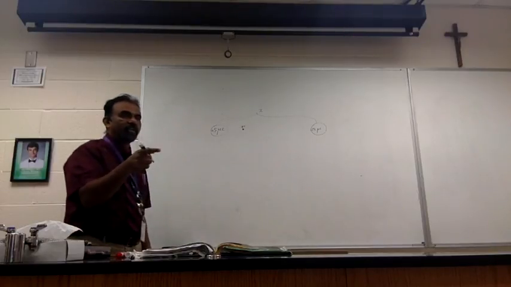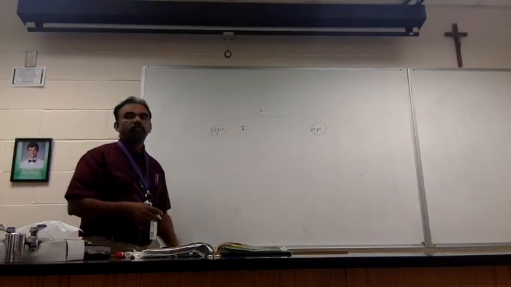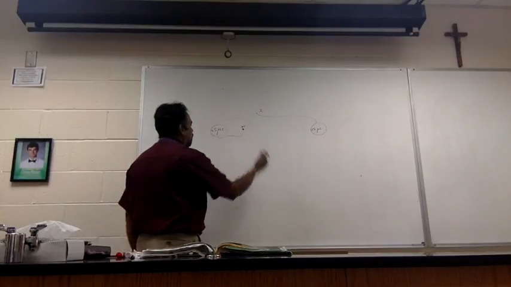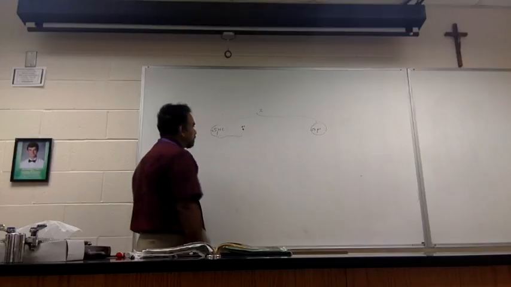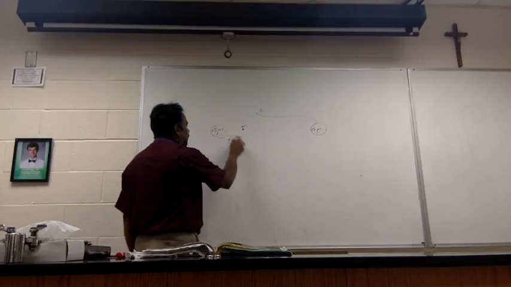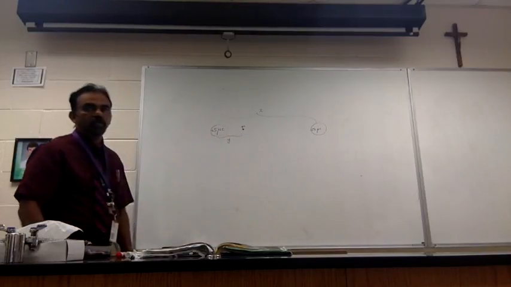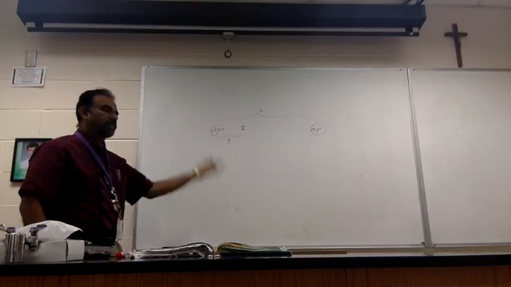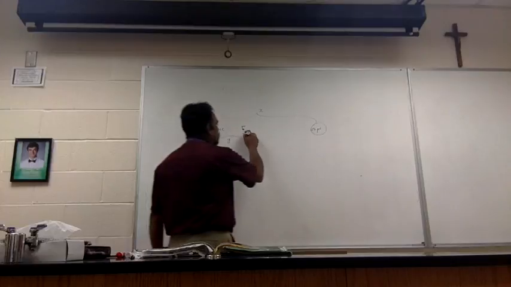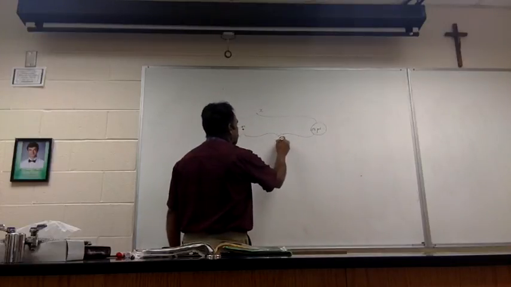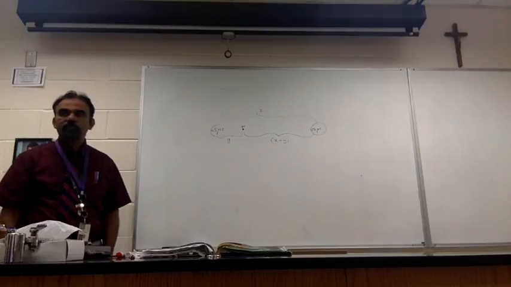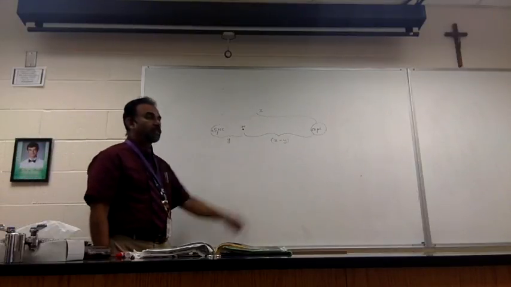At the spot where you're intending to find out the field, put a unit positive charge. Since you don't know this distance from here to here, call it anything. Call it Y. And then, what is this distance going to be? X minus Y. Call this Y, and that will be X minus Y.